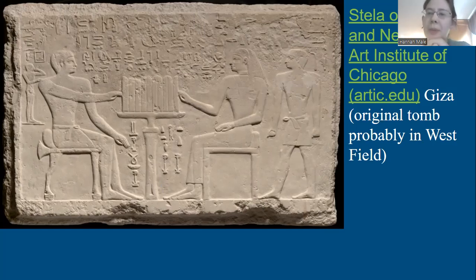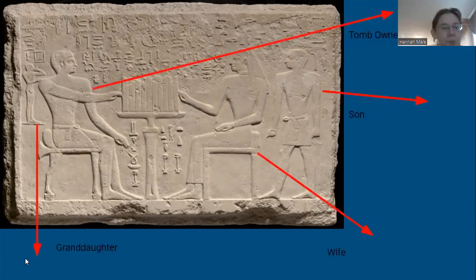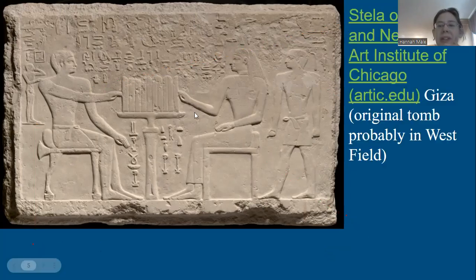So probably their original tomb, because this is a husband and wife. So this is the husband, and then this is the wife. So probably their original tomb was in that west field on the Giza plateau. And this object was not originally in their tomb, but was in their tomb chapel.